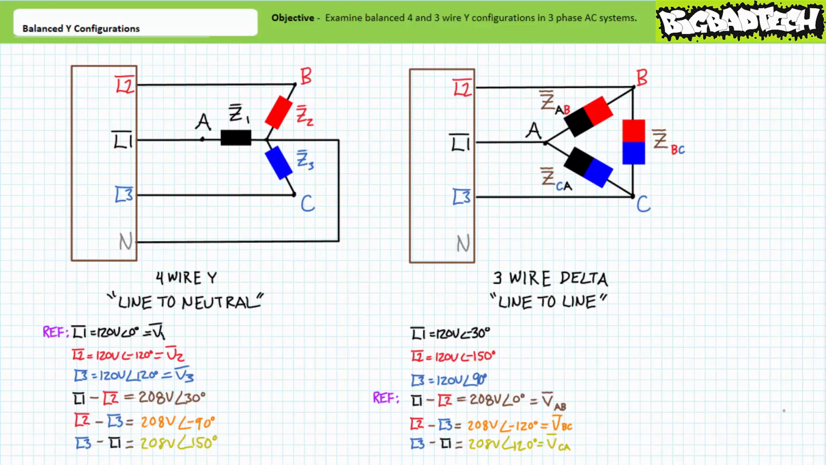L1 has a phase shift of negative 30 degrees, L2 has a phase shift of negative 150 degrees, and L3 has a phase shift of 90 degrees.